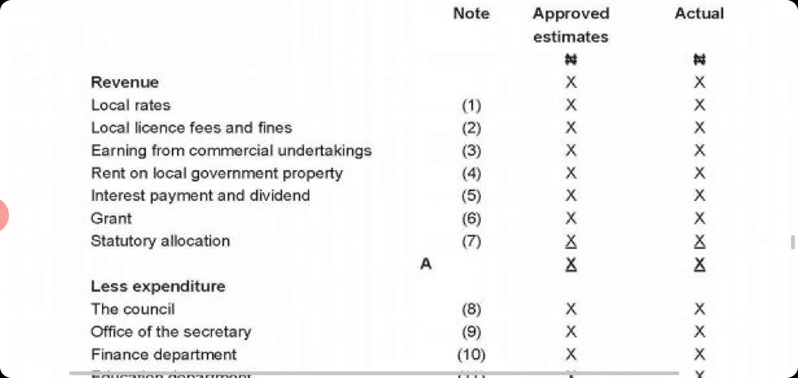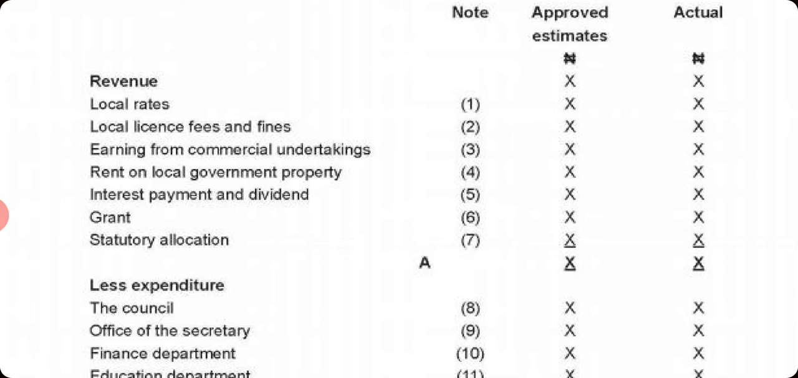So we have revenue. What are the various revenues you think that a local government makes? We have local rates, we have local licenses, fees and fines, we have earnings from commercial undertakings, we have rent on local government property, we have interest payments and dividends, we have grants, and we have statutory allocations, as the case may be.